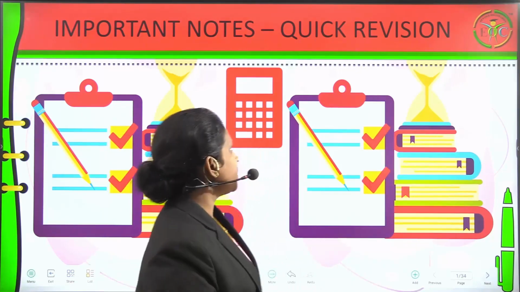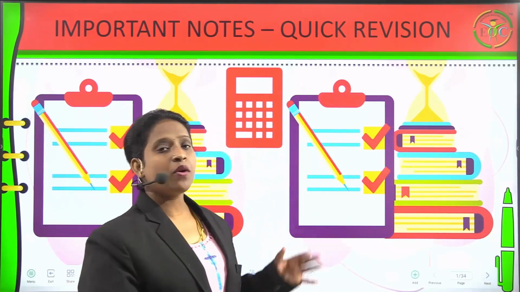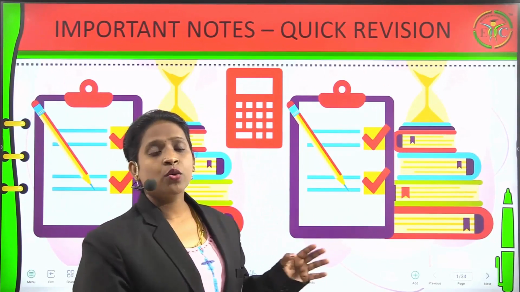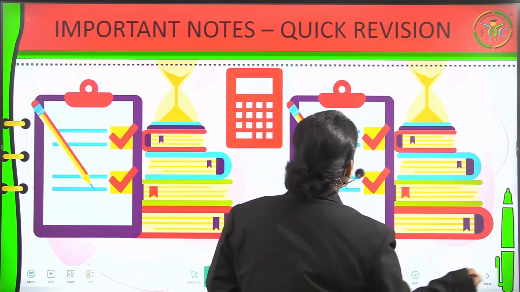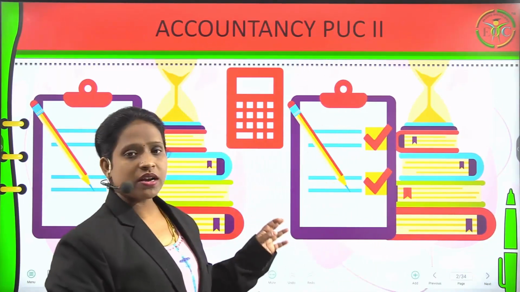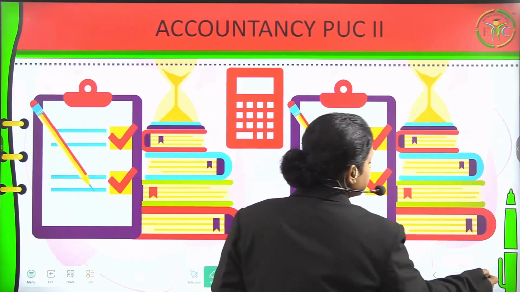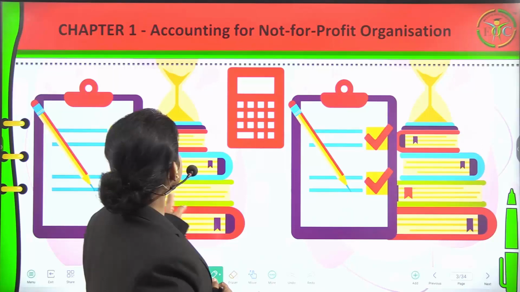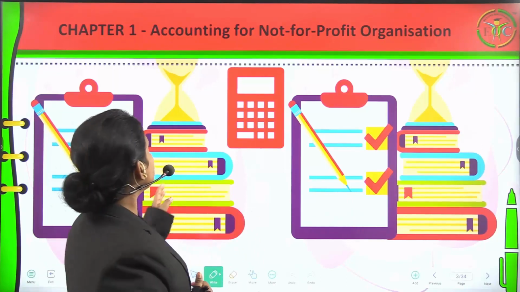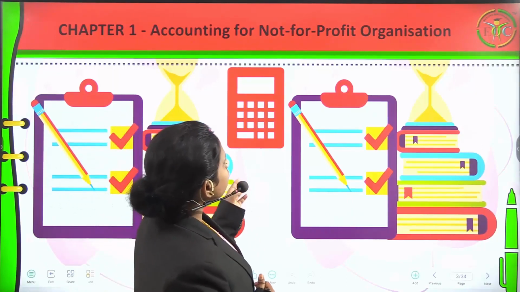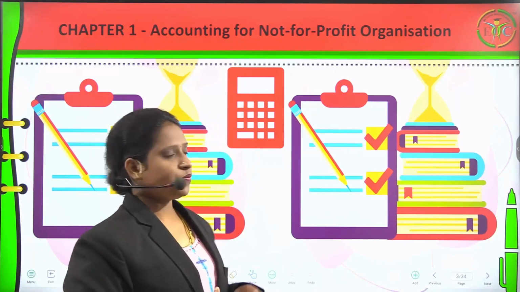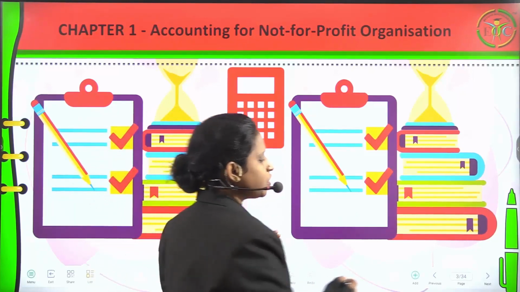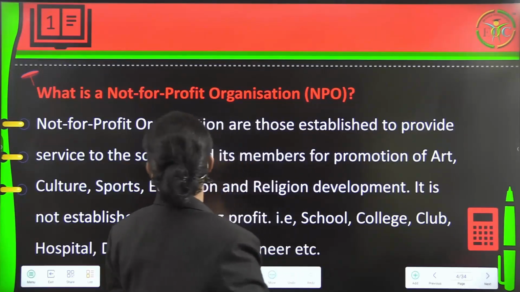Right? So in today's class we are going to discuss important notes, and it's going to be a quick revision of the chapter. So this is about the accountancy subject, PUC, that is for class 12th, and in this class we are going to start with chapter number 1, and it's about what? Accounting for not for profit organization. So about this chapter we are going to have a quick revision.